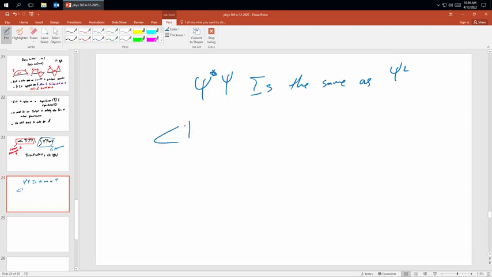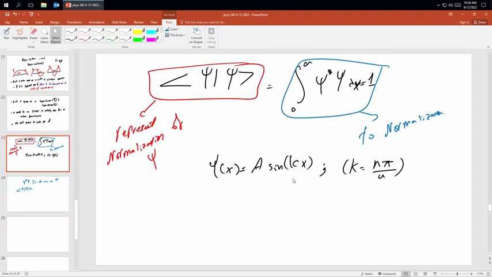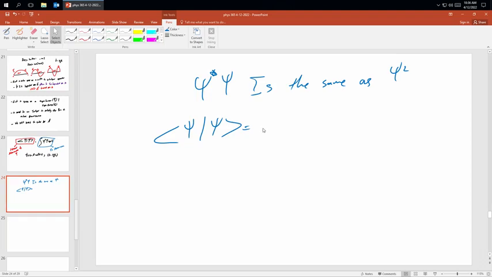So psi is going to equal A sine kx. That means multiplying them together, you're going to have A squared times the integration from 0 to a of sine squared kx dx equals 1.